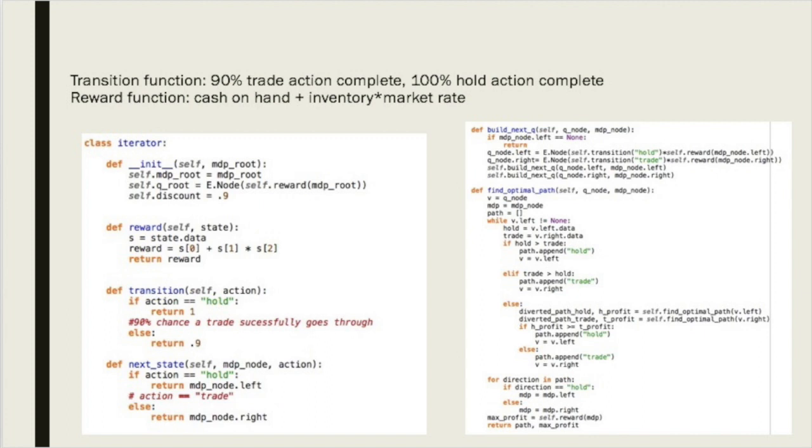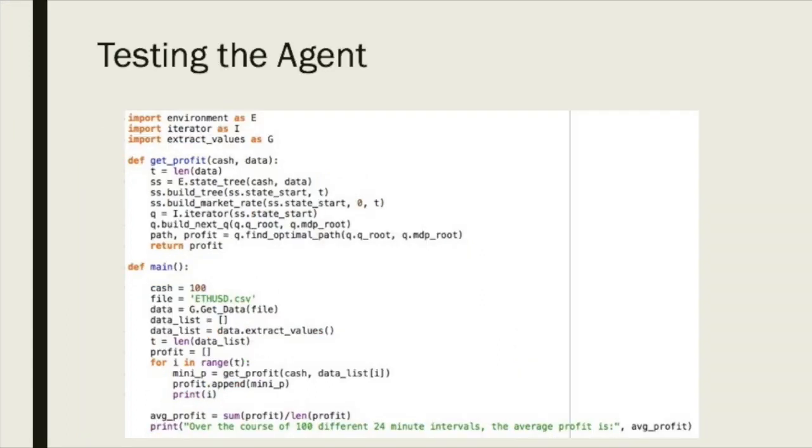Our reward function is simply the sum of the cash on hand plus the revenue we'd earn from selling all of our coins at the current market rate. A transaction function uses a heuristic that states that there is a 90% chance that any trade action completes, and a 100% chance that any hold action will complete. Once the v-values have been calculated, the algorithm outputs the maximum profit possible in these states in our time horizon of 20 minutes and outputs the trading decisions required to get there.